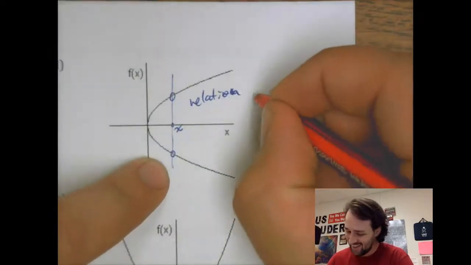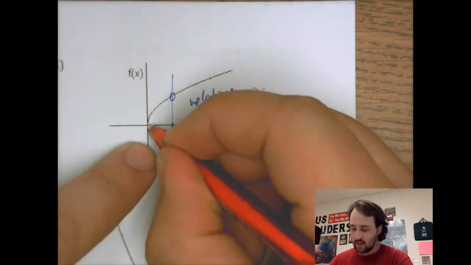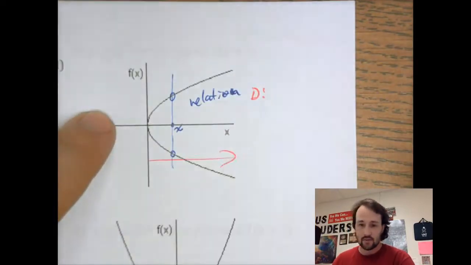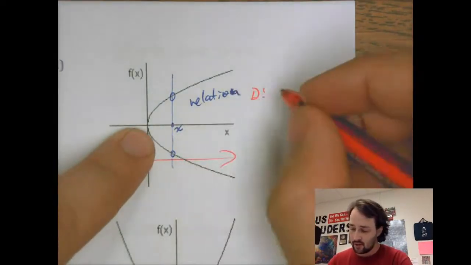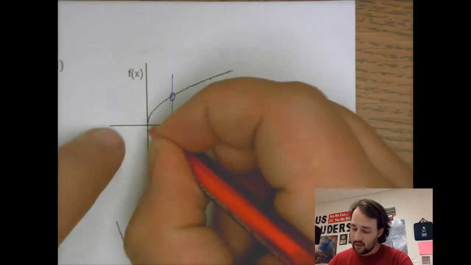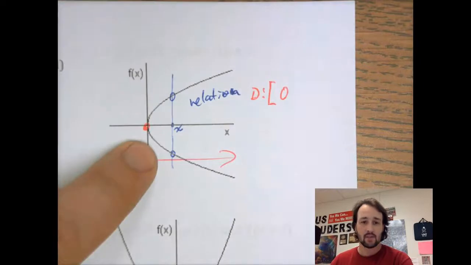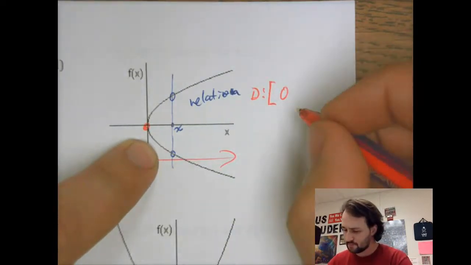All right. So for the domain, now it looks like it's starting from 0 and it's going forever to the right. So it's including all of the x values between 0 and infinity. So what I do is I draw a bracket. This bracket is indicating that 0 is a part of my domain. 0 is included in the domain. We'll see one in a minute where something is not.